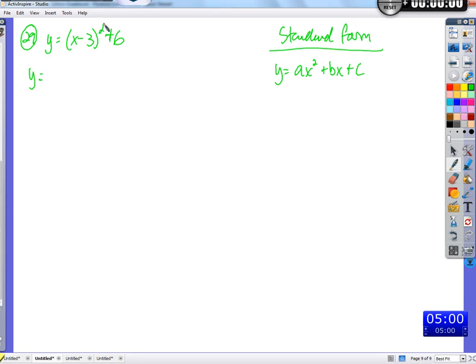So to square something means what? What does it mean to square a thing? Multiply a number by itself, right? And that goes for a number or any quantity. So this whole thing, if it's being squared, needs to be multiplied by itself. After we're done with that, we're going to add 6.